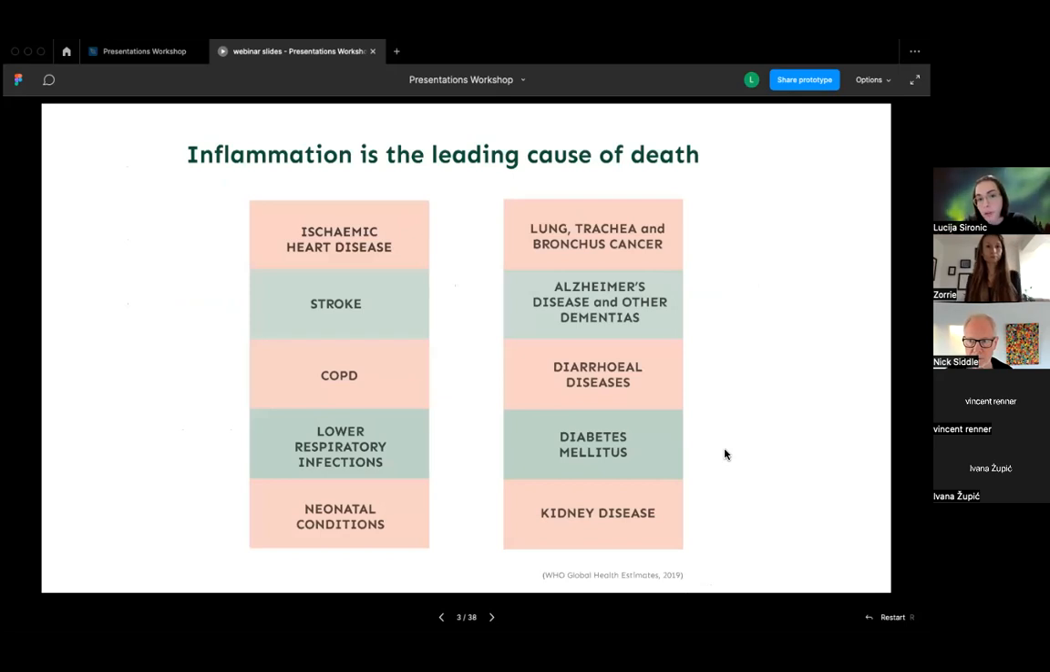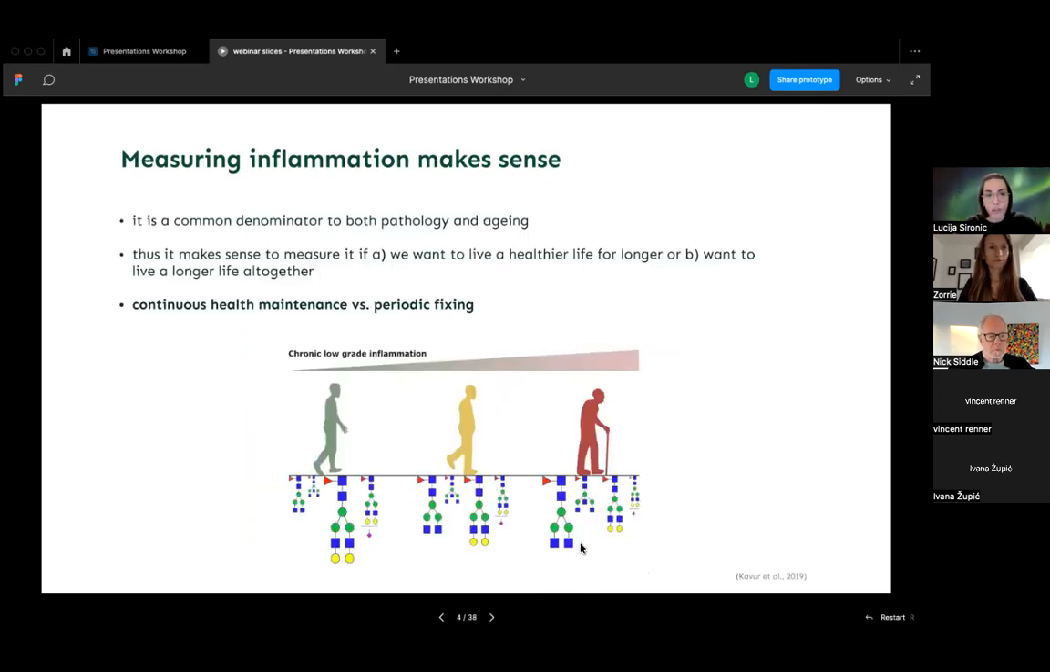As we all know, inflammation is the biggest killer worldwide. It doesn't really matter if you live in a low, middle, or high income country. All these diseases seem to be something that we see every day, whether it's ischemic heart disease, stroke, chronic kidney disease, diabetes, and so on. The idea with GlycanAge is to identify that inflammation and do something about it. To us, measuring inflammation makes sense because inflammation is a common denominator both in different medical conditions as well as in aging.